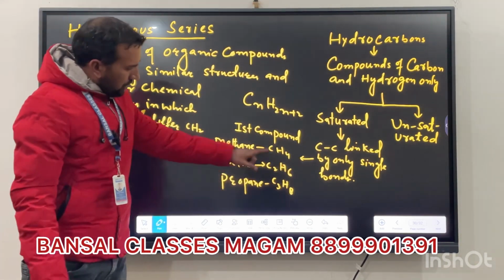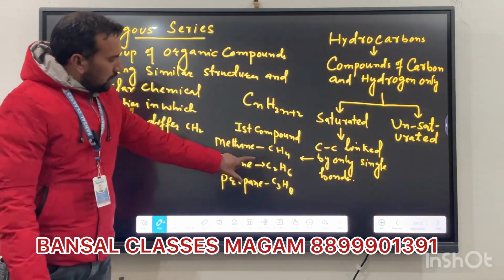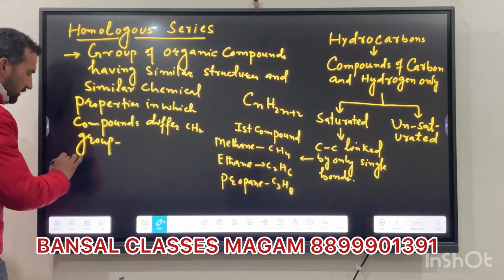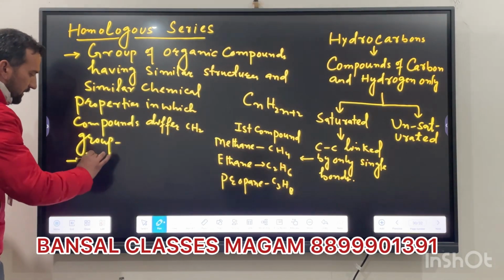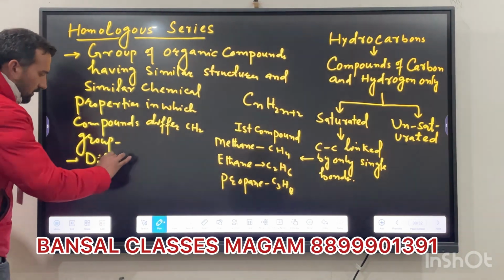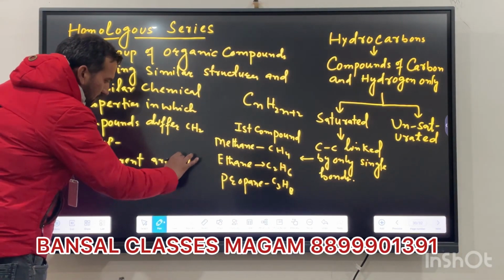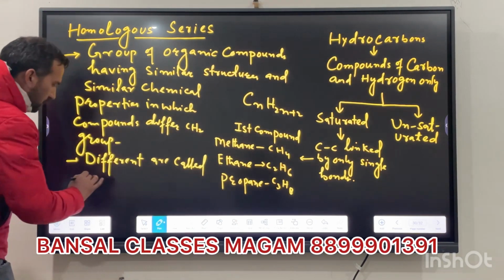The different members, like in alkanes, the different members of a homologous series are called homologues.